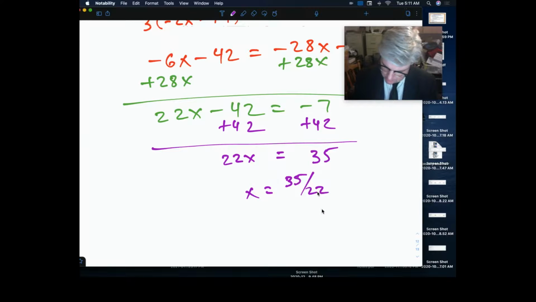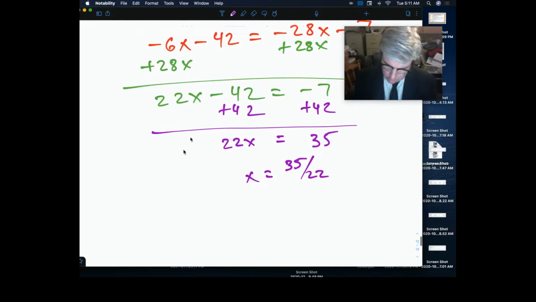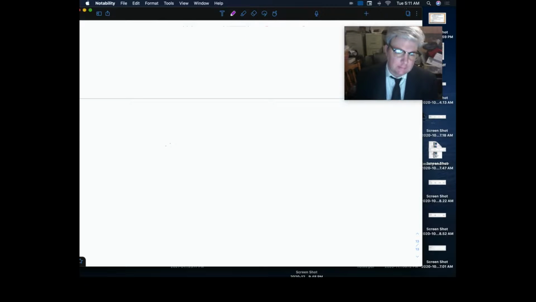This is 5 times 7. This is 2 times 11. So there's nothing that cancels out. And it's not pretty, but it's good enough. Okay, cool. Next up.